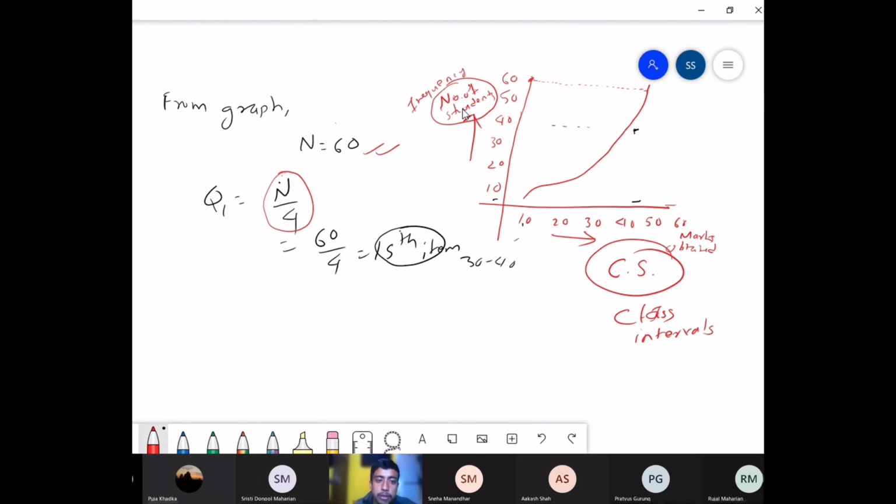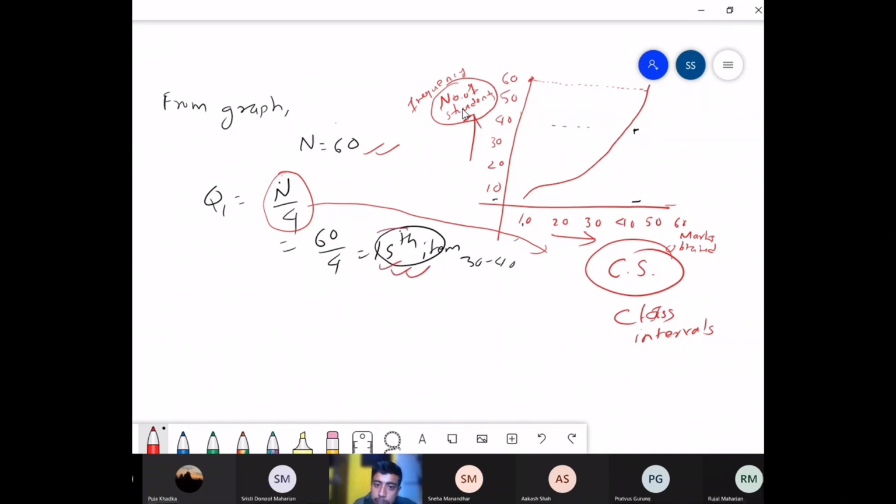Okay, now you are asked to find out Q1. So Q1 equals n by 4. You know that. I already said it is a continuous series, so you have to use n by 4, not (n plus 1) by 4. Okay, careful. So this is a continuous series, n by 4. So n is 60. 60 by 4 is 15. So we have to source this 15th item.